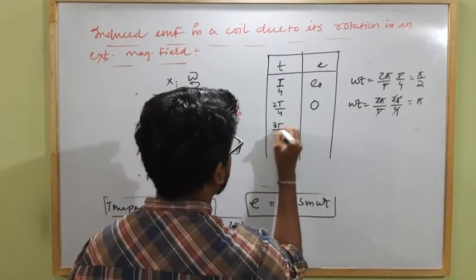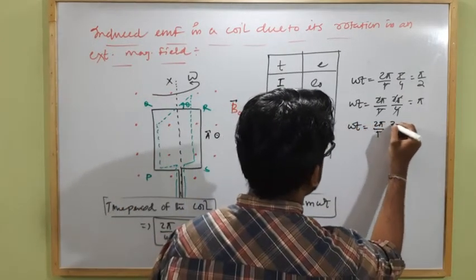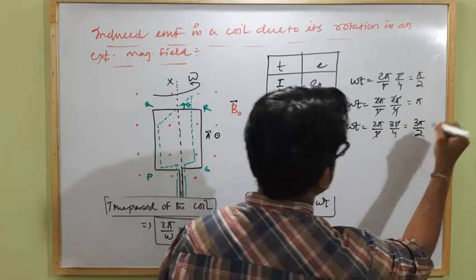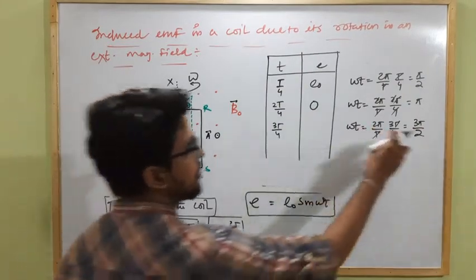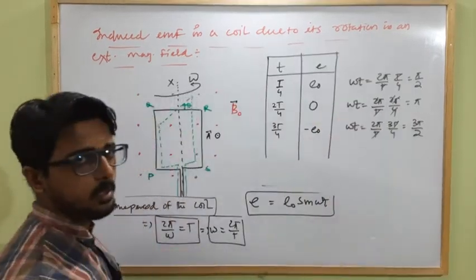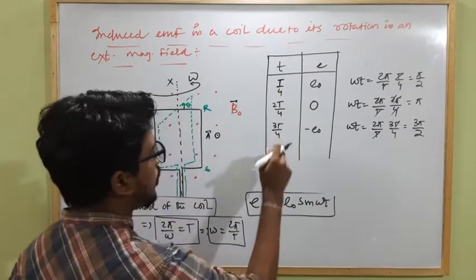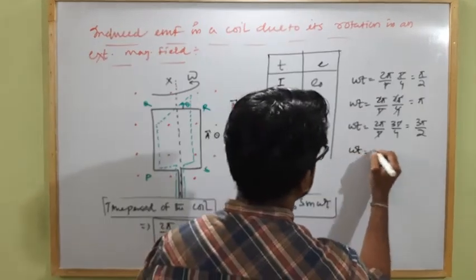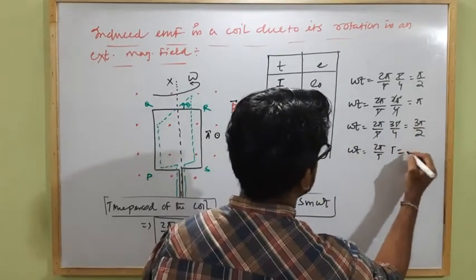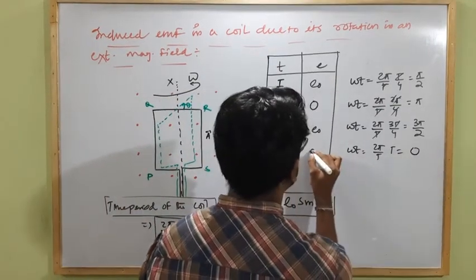Then 3T/4. So what is the value of ωt? 2π/T into 3T/4. T will cancel, so 3π/2 or 270 degrees. So what is sin 270? It is minus 1, so E is minus E₀. Clear? Then after a complete time interval T, what is the value of ωt? 2π/T into T, so 2π. Sin 2π will be again 0. So the value will be again 0.